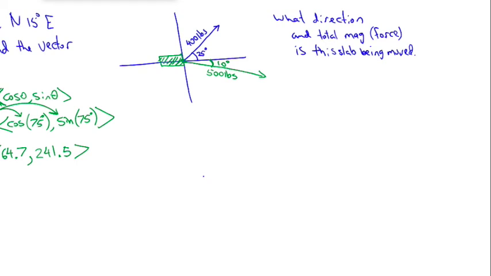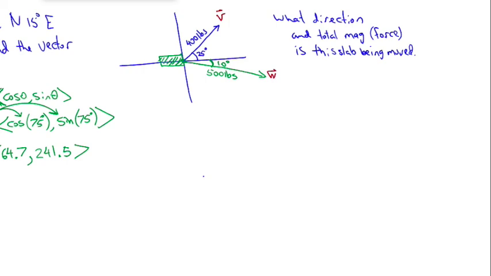So I need to find the magnitude of the combined forces and what direction the combined force is actually moving in. All right. So how many vectors do I have here? 2 vectors. Give them special names. Call this one vector V. Call this one vector W.